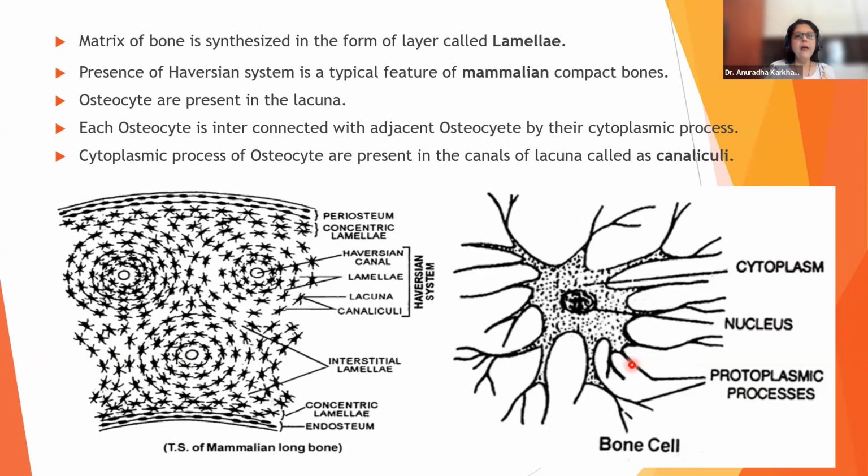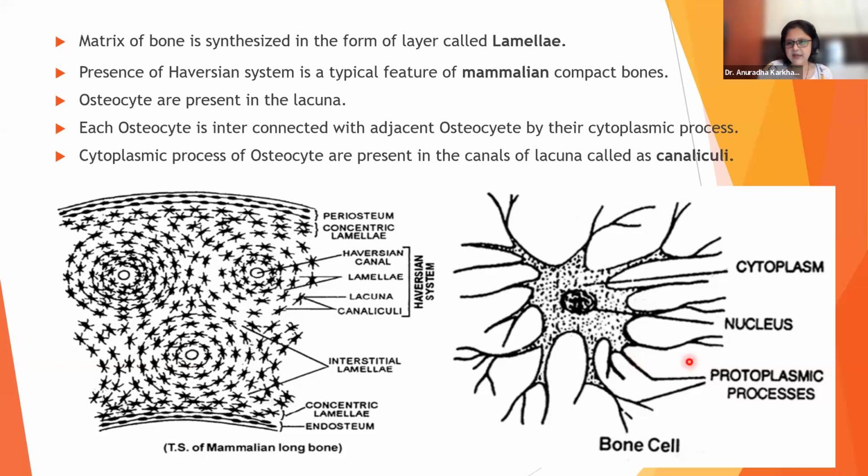Presence of Haversian system is a typical feature of mammalian bones. No one else will show the presence of Haversian system except the mammalian bones. Osteocytes are present in the lacuna. Each osteocyte is interconnected with adjacent osteocytes by their cytoplasmic processes. Cytoplasmic processes of osteocyte are present in the canals of the lacunae called canaliculi.